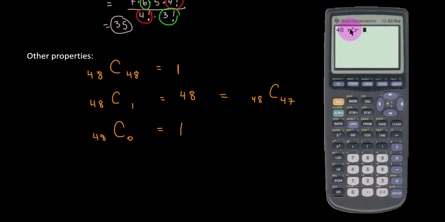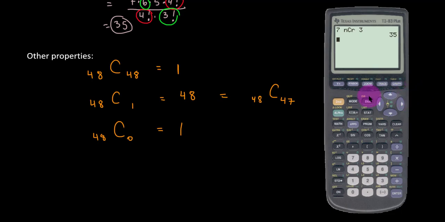Let's try 48, choose 48. We know the answer. Awesome. Let's try 48, choose 1. We also know the answer to that. Or how about 7, choose 3. We know the answer there.